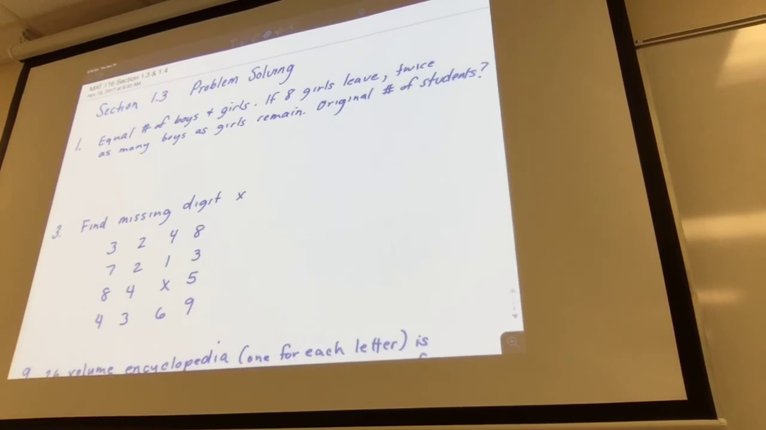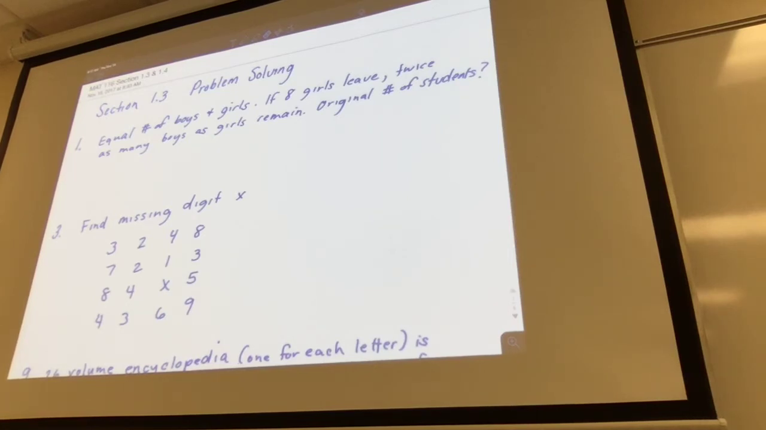So for this first one, for the section 1-3 problem solving, you have an equal number of boys and girls. If 8 girls leave, twice as many boys as girls remain. What's the original number of students? Anybody like to take a guess at that?